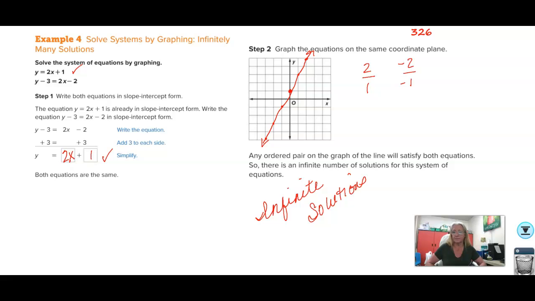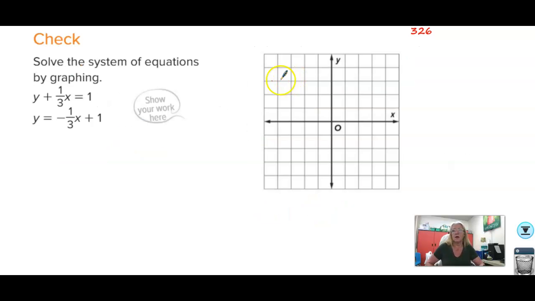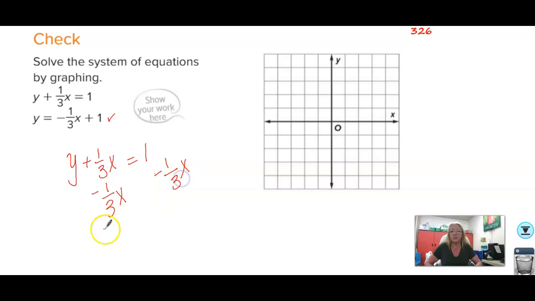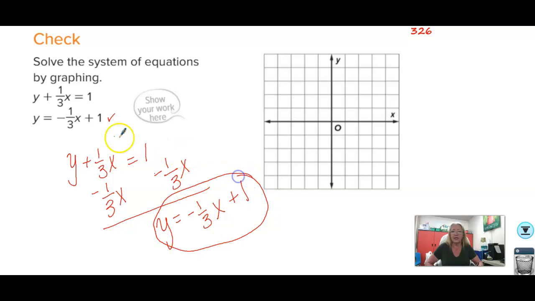Okay. All right. So again, this one's in slope-intercept form. This one is not. We need to take y plus 1/3 x equals 1 and put it in slope-intercept form. We need to move the 1/3 x to the other side. So we subtract 1/3 x from both sides. That gives us y equals negative 1/3 x plus 1, which by chance is the exact same thing this is. So we're graphing the exact same equation twice. I'm not graphing it twice. The y-intercept is 1. The slope is negative 1/3.